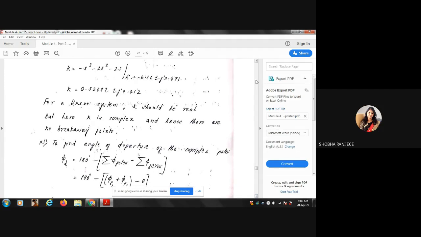So whenever you have any confusion, just try to find whether you have a breakaway point. Find the characteristic equation, find the expression for K, differentiate it with respect to s, equate to 0, and check for the roots.